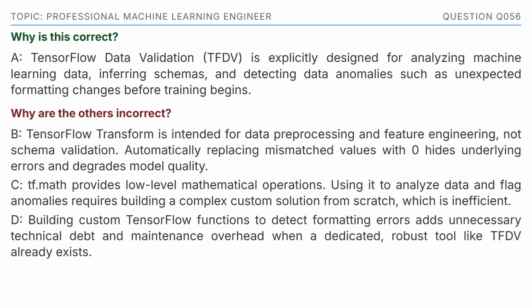Why are the others incorrect? B. TensorFlow transform is intended for data pre-processing and feature engineering, not schema validation. Automatically replacing mismatched values with 0 hides underlying errors and degrades model quality. C. tf.math provides low-level mathematical operations. Using it to analyze data and flag anomalies requires building a complex custom solution from scratch, which is inefficient. D. Building custom TensorFlow functions to detect formatting errors adds unnecessary technical debt and maintenance overhead when a dedicated, robust tool like TFDV already exists.